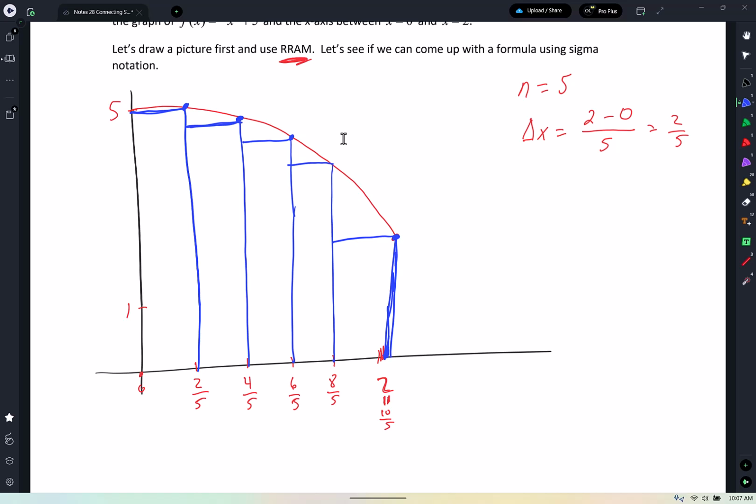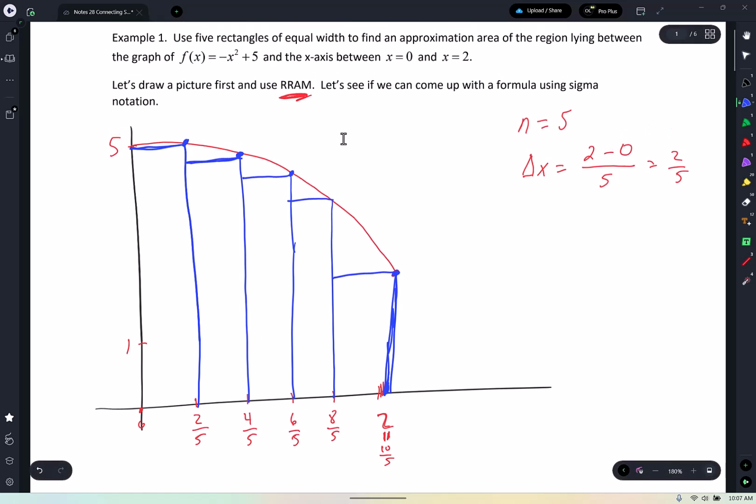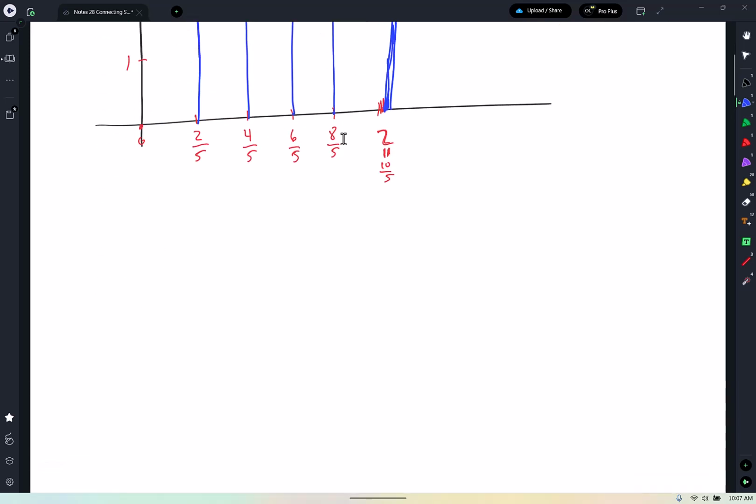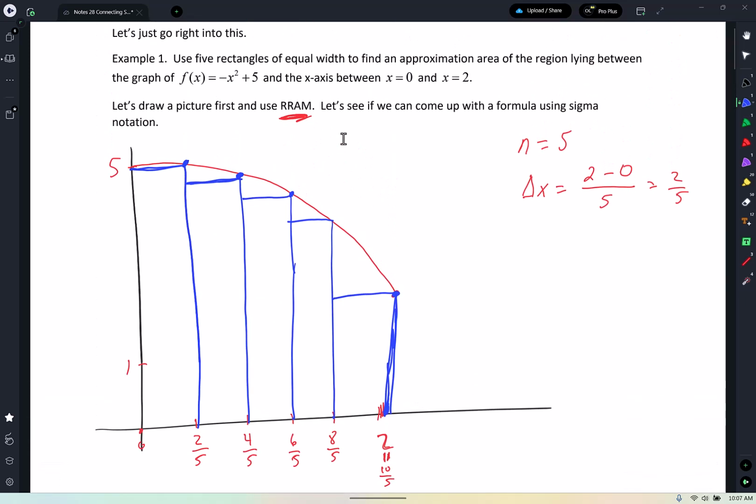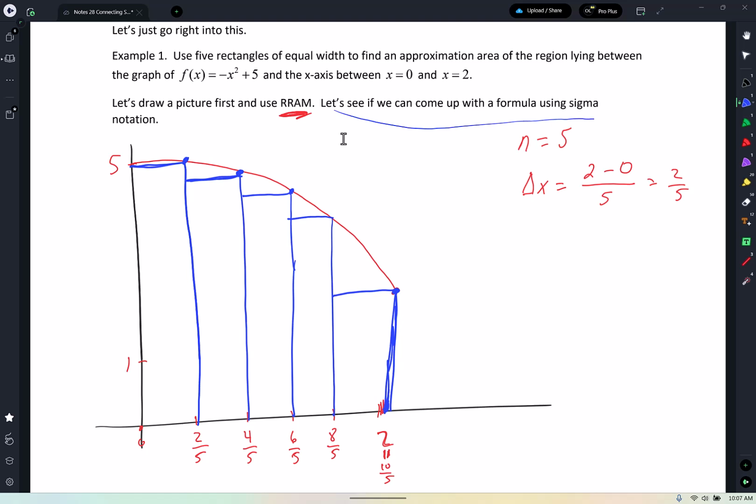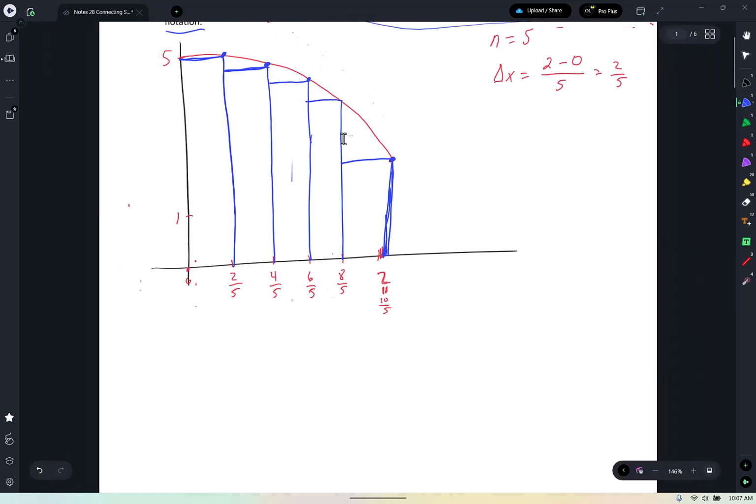Nothing crazy, right? Okay, let's find the area of these rectangles, and then we'll talk about how to use summation notation, because that's what they want, I think. Maybe I didn't type it in there. Yeah, let's even come up with a formula using sigma notation. So let's not do that yet. Let's just find the area of this.